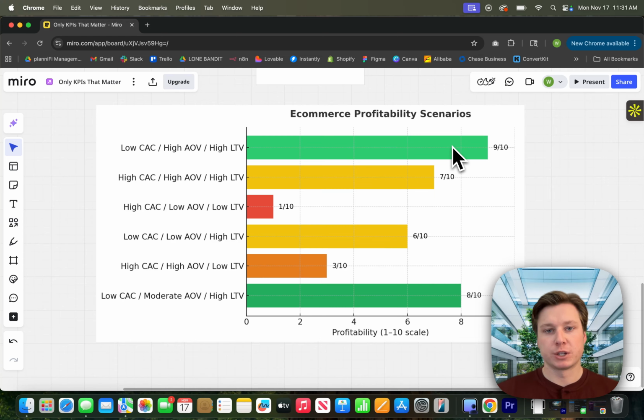You're acquiring customers at a cheap rate. They're spending a lot on that first order, which covers your acquisition costs, which allows you to scale, and you have a high LTV on the back end, so you can really push it and scale as much as you want. Then this next one we have is high CAC, high AOV, high LTV.